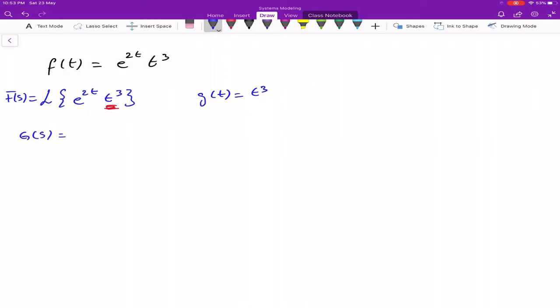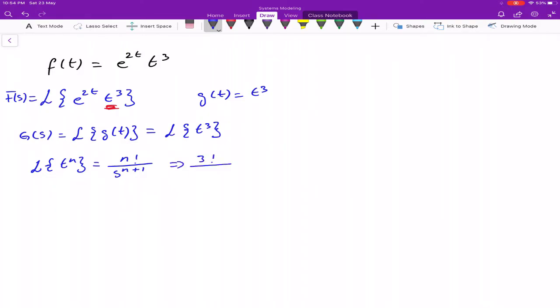So g of s is equal to the Laplace transform of g of t, which is the Laplace transform of t to the third. And we've already looked at the Laplace transform of power signals. So we say that the Laplace transform of t to the n was equal to n factorial over s to the n plus 1. And here we have t to the third. This implies that we have 3 factorial over s to the fourth, which is 6 over s to the fourth.